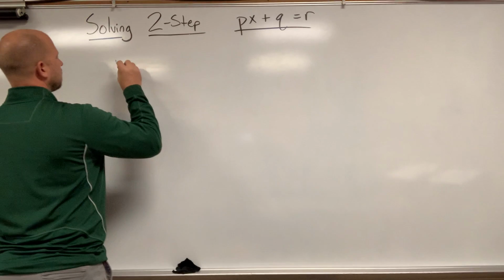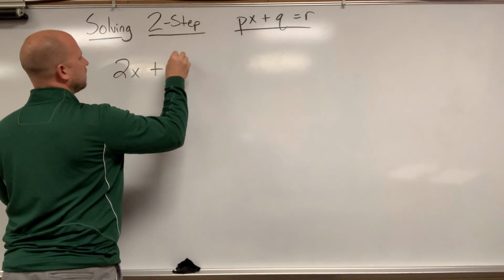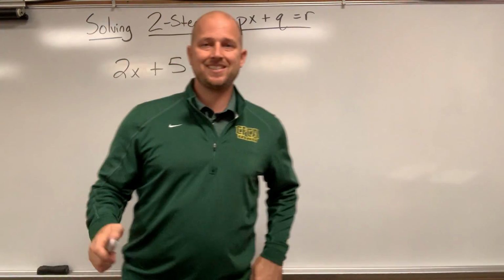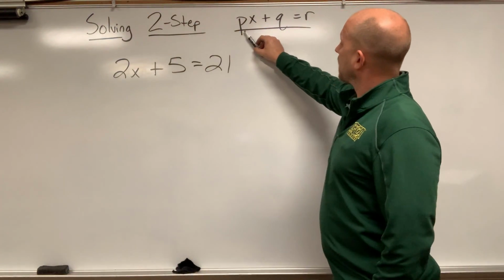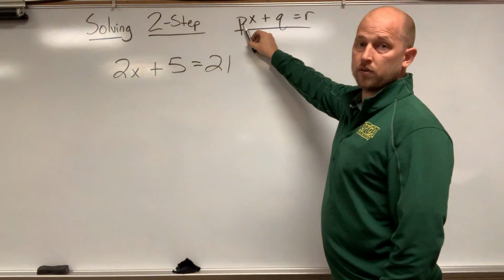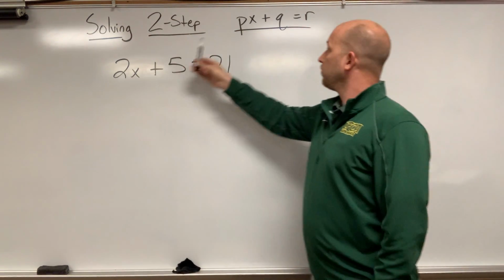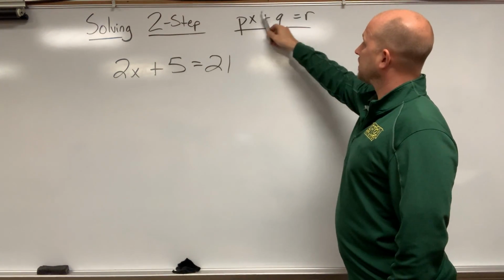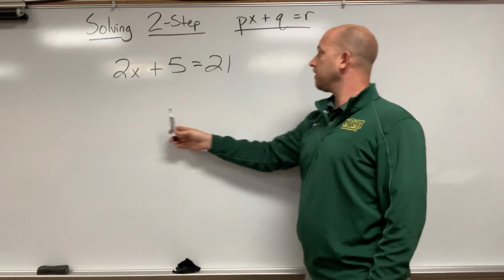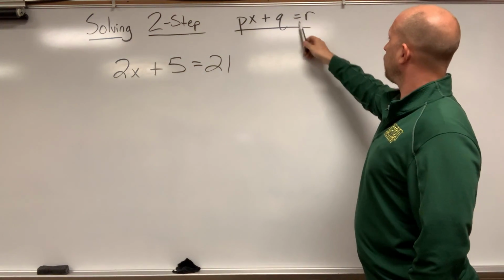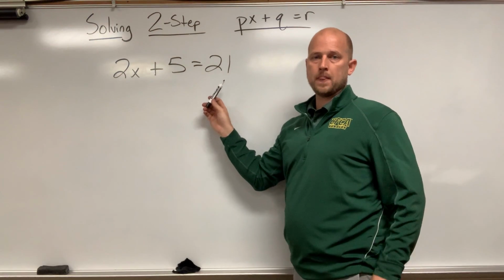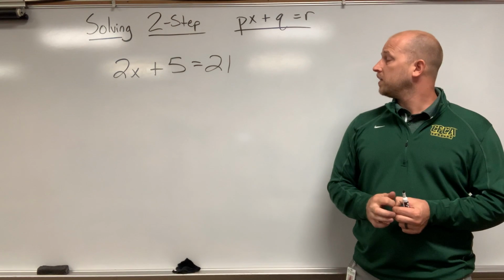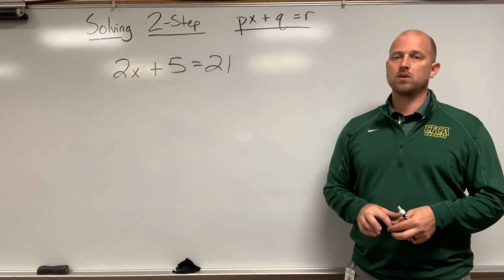So let's start out with 2x plus 5 equals 21. This fits the form, the formula we're talking about. P, which is our coefficient, is 2. We have a variable, which I happen to use x this time. And then we're adding or subtracting a constant, which is what we have right here. We're adding 5. And it's going to equal our result, or another constant, which is 21. So this is the form we're dealing with for this lesson, for these problems, for this work that we're going to be working on.